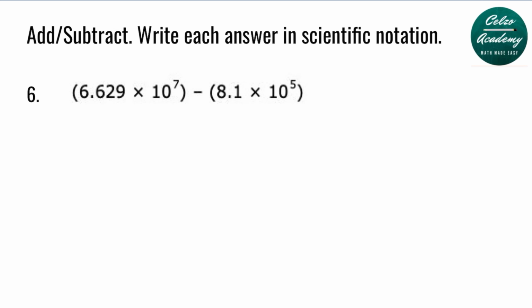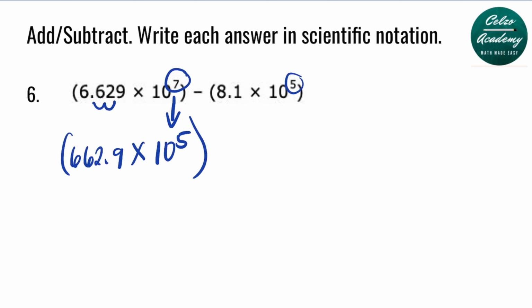Question 6. 6.629 times 10 to the 7 minus 8.1 times 10 to the fifth. The powers are not the same, so we need to rewrite the larger exponent 7. We will make 7 as 5, so that will be times 10 to the fifth. Since we lowered the power by 2, this means that we need to move the decimal point 2 places to the right. So now we will have 662.9 times 10 to the fifth minus 8.1 times 10 to the fifth.